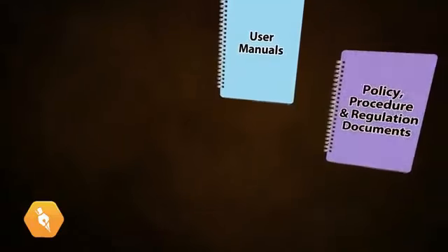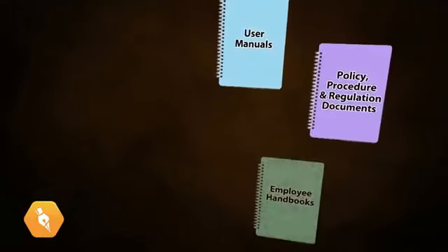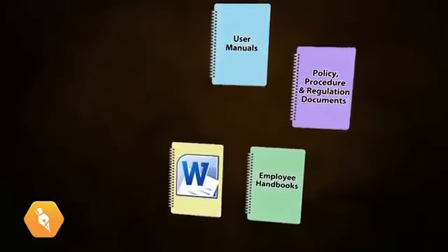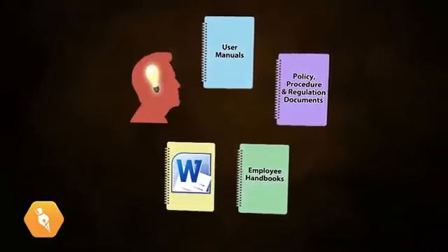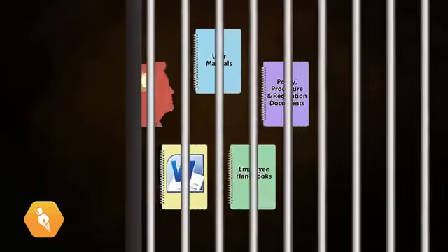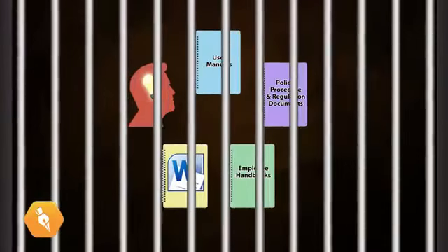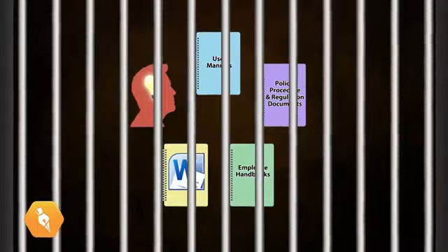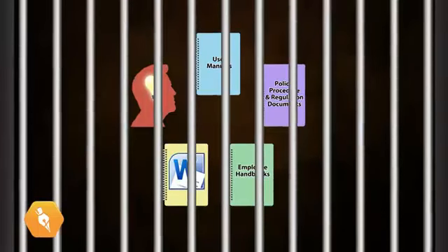This information typically exists in user manuals, policy, procedure, and regulatory documents, employee handbooks, loose Word documents around the network, and even in the heads of subject matter experts. This locks the information away in unfriendly and hard to reach places. People often can't search it, can't access it on their desktops, and have to go ask somebody for answers.